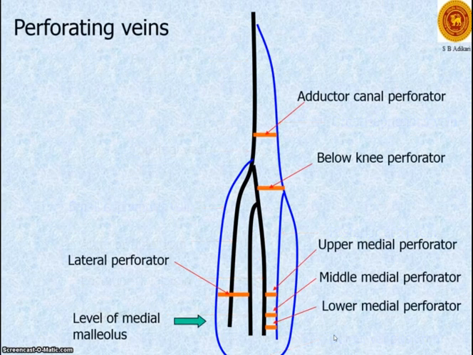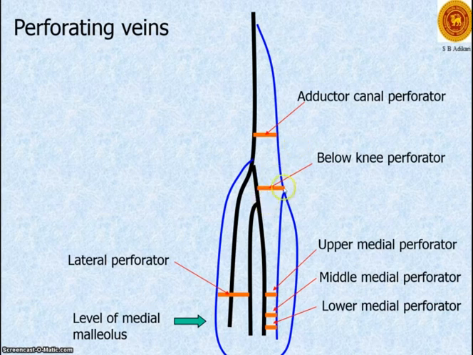Now there are connections between the superficial veins and deep veins of the leg and the thigh. These veins that connect superficial veins to deep veins are called perforating veins. There is a perforator above the knee joint which connects the great saphenous vein to the femoral vein at the lower end of the adductor canal. Therefore, it is called the adductor canal perforator.